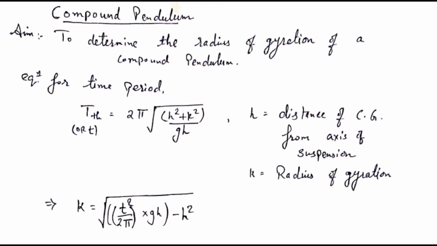As this pendulum follows simple harmonic motion, we can derive its equation of motion and estimate the time period of oscillation by the equation 2 pi root h square plus k square by gh, where h is the distance of CG from the axis of suspension, k is the radius of gyration, and g is the gravitational acceleration. The aim of this experiment is to determine the radius of gyration of a body. Now let's perform the experiment.